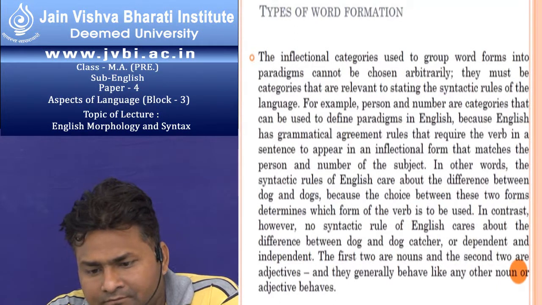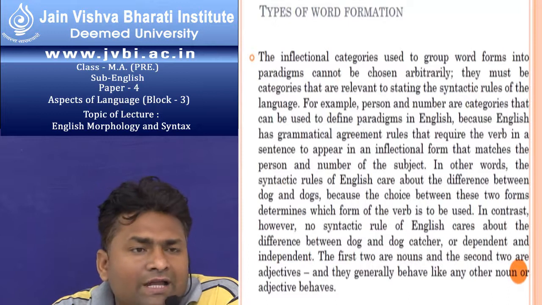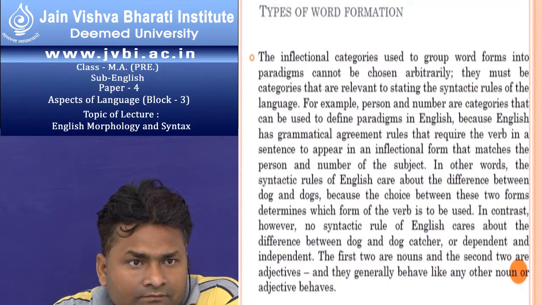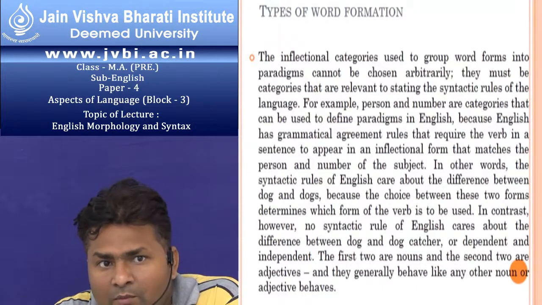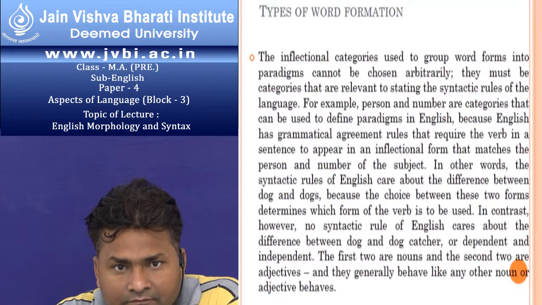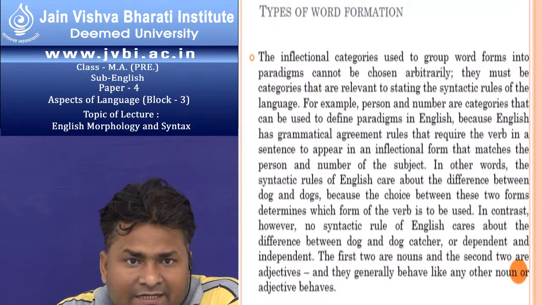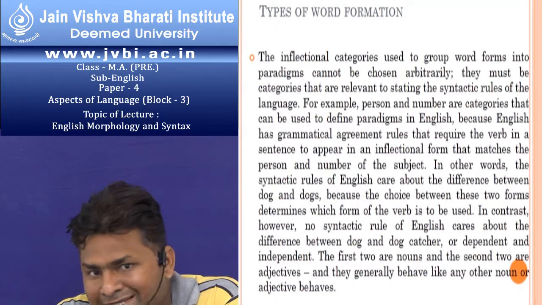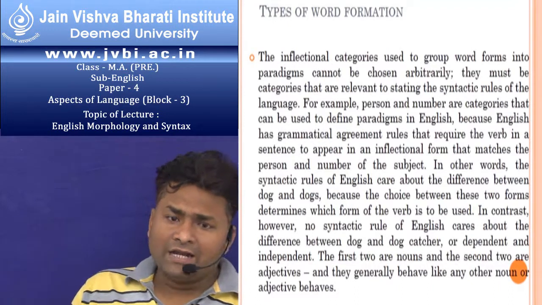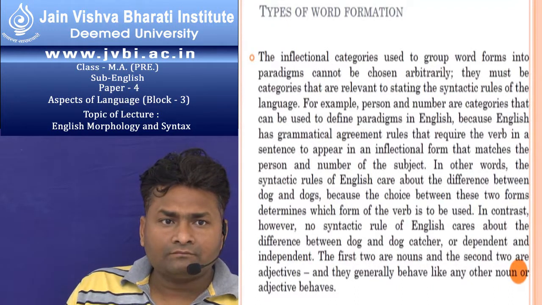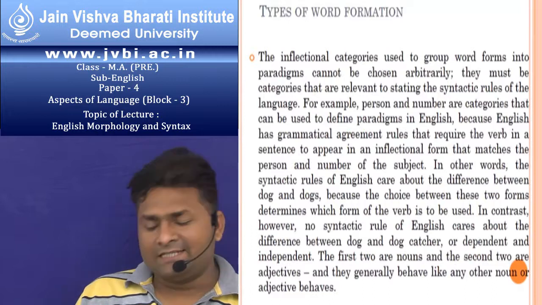In other words, the syntactic rules of English care about the difference between dog and dogs, because the choice between these two forms determines which form of the verb is to be used. In contrast, however, no syntactic rule of English cares about the difference between dog and dog catcher, or dependent and independent. The first two are nouns and the second two are adjectives, and they generally behave as a noun or adjective behaves.